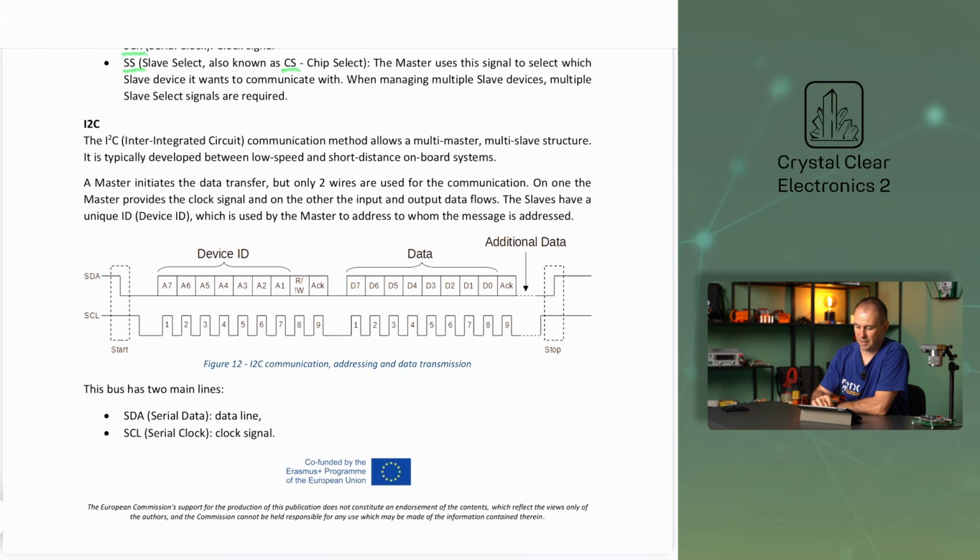In all cases, a master initiates the data transfer, but here only 2 wires are used for the communication. As you can see on the graph, on one wire, the master provides the clock signal, and on the other, the input and output data flows. This is the SDA, or serial data. The slaves have a unique ID, called device ID, which is used by the master to address to whom the message is addressed. Now that we know how versatile these legs can be, let's look at how the circuitry inside the microcontroller is built.